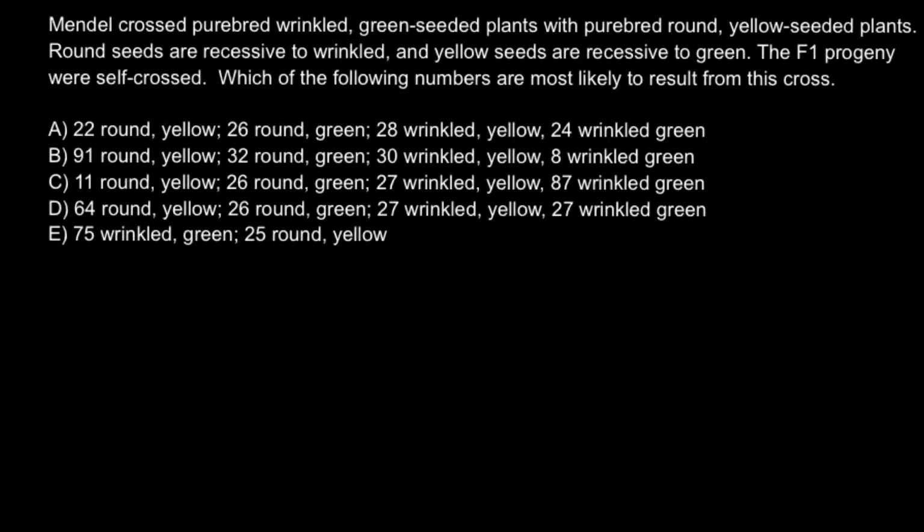In this video I'm going to talk about dihybrid cross, and here's a problem. Mendel crossed purebred wrinkled green seeded plants with purebred round yellow seeded plants. Round seeds are recessive to wrinkled and yellow seeds are recessive to green. The F1 progeny were self-crossed. Which of the following numbers are most likely results from this cross? And here are the 5 answers to choose from.